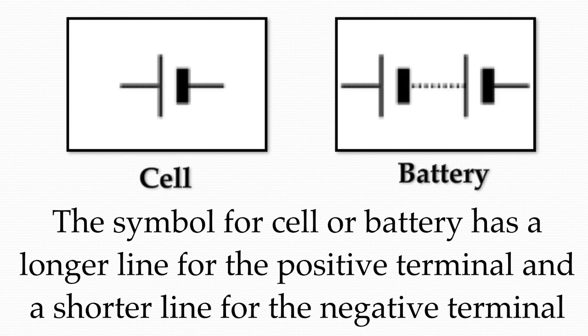Here we have the symbol for a cell and a battery. The longer line is the positive side of the battery or cell, and the shorter line is the negative side. I would pause the video now and record these two symbols in your books.